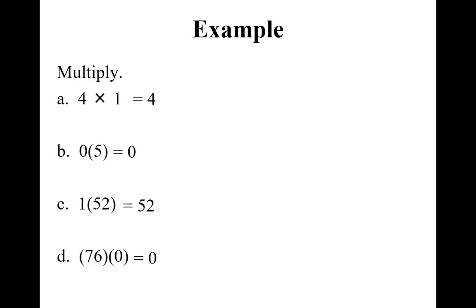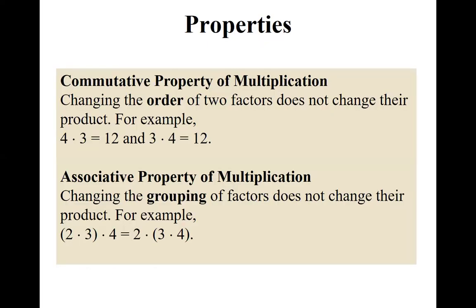And you can see it from just these examples. 4 times 1 would be the same as 1 times 4. 0 times 5 would be the same as 5 times 0. 1 times 52 would be the same as 52 times 1. And 76 times 0 would be the same as 0 times 76. Is it possible that there is a commutative property for multiplication as well? Sure is, and an associative property as well.